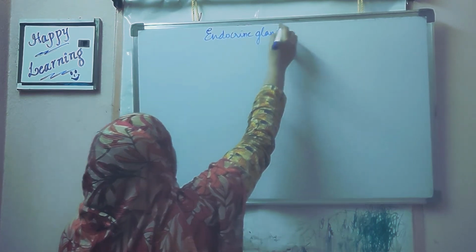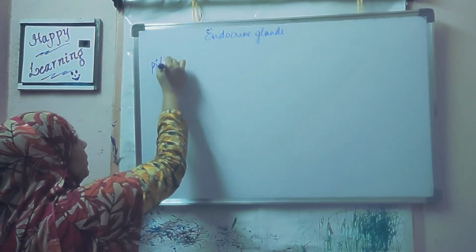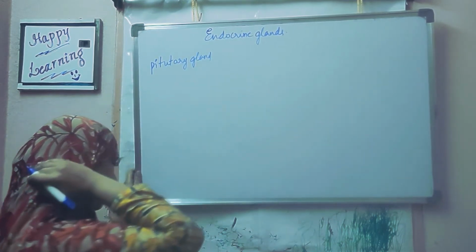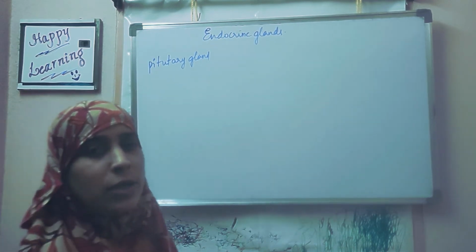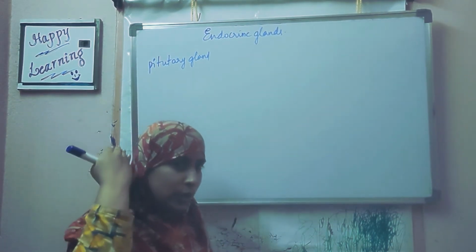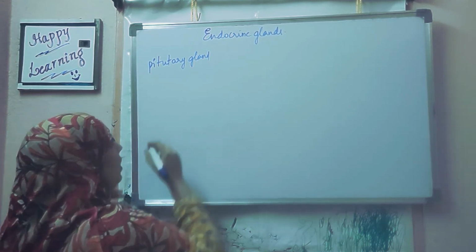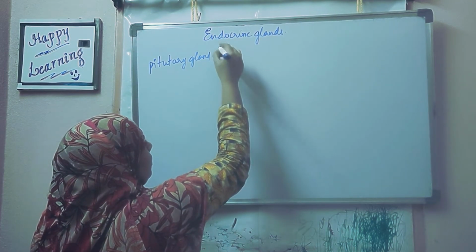So first, pituitary gland. Pituitary gland is present in the lower region of the brain. When we drew the diagram of the brain, we have seen that it is present in the lower region. And where is it located? Okay, below the brain.